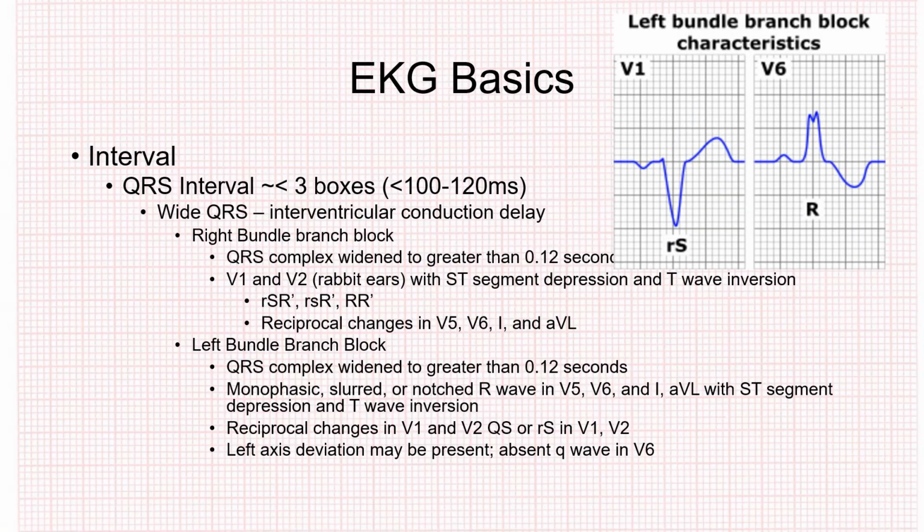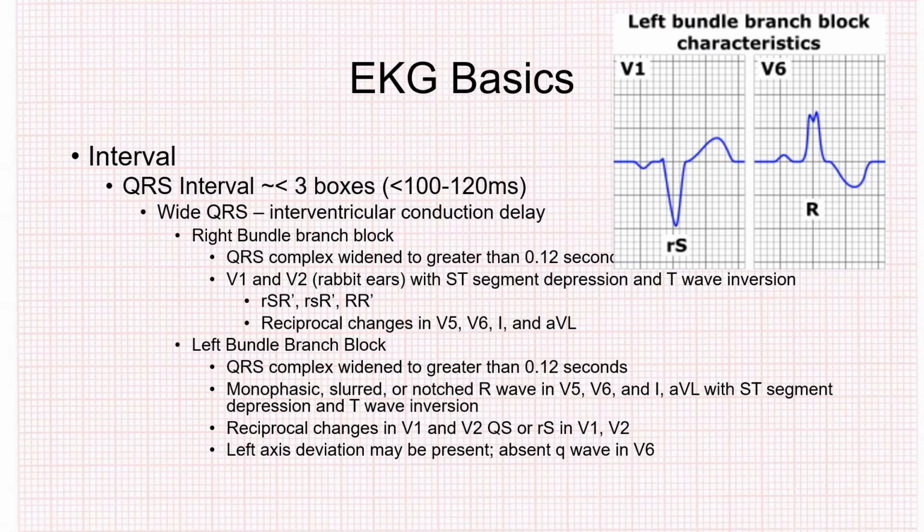Moving on to left bundle branch blocks, the place you're going to want to look for this would be in V6, looking for that characteristic monophasic slurred or notched R wave. You can see this in V5 and V6, sometimes in AVL. There'll be some characteristic ST segment changes with this, as left bundle branch blocks are common masqueraders for ischemia.